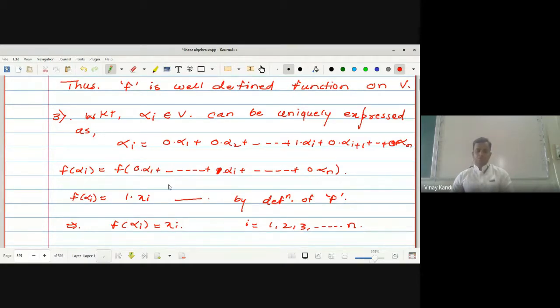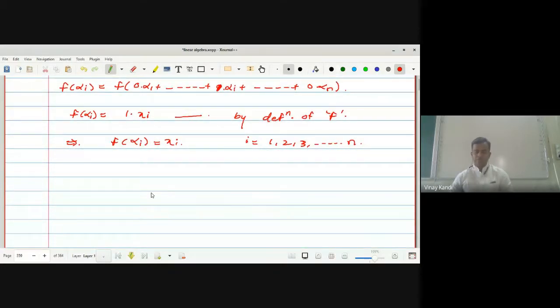Okay, so there exists a function f such that f of alpha I is equal to xi. Now we have to prove that this function is a linear function. In the fourth step, we have to prove the condition of linearity. Next, to prove that small f is a linear functional on capital V.